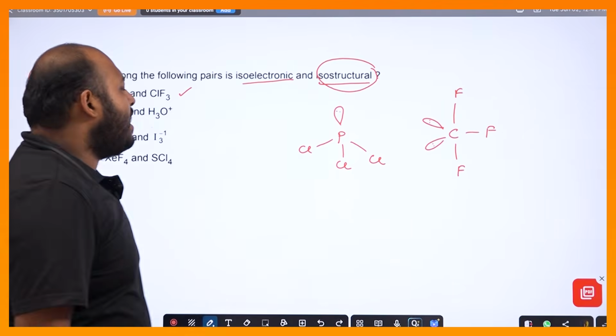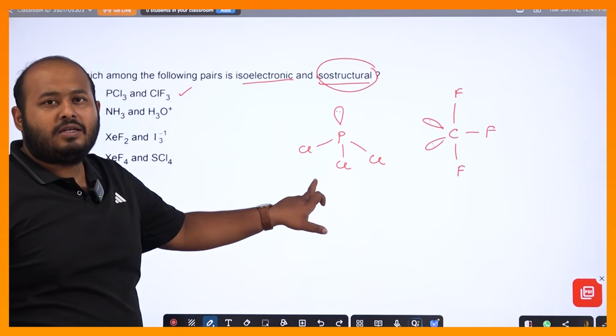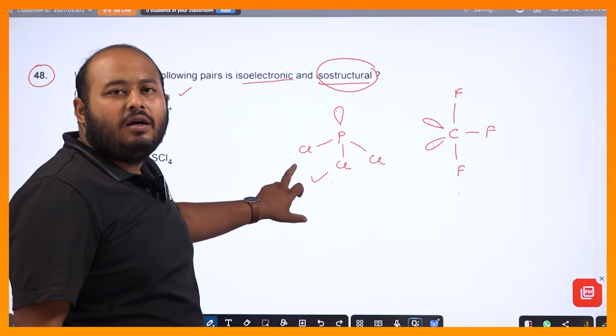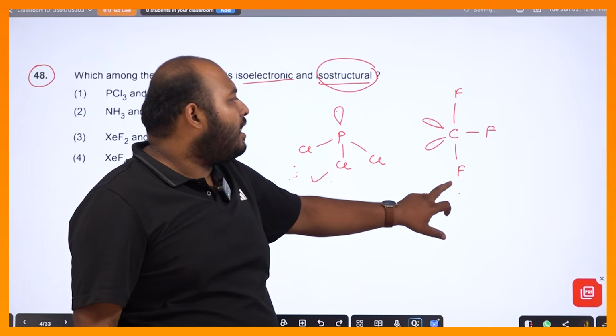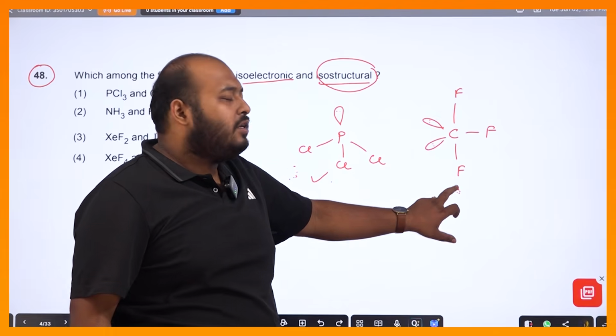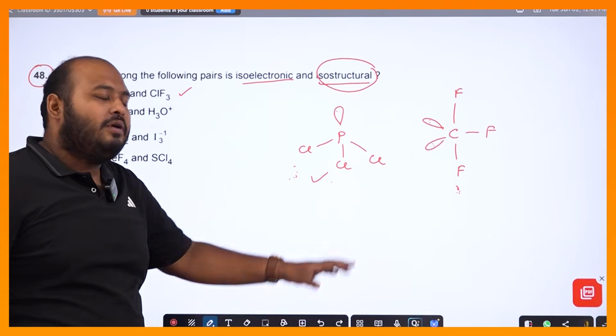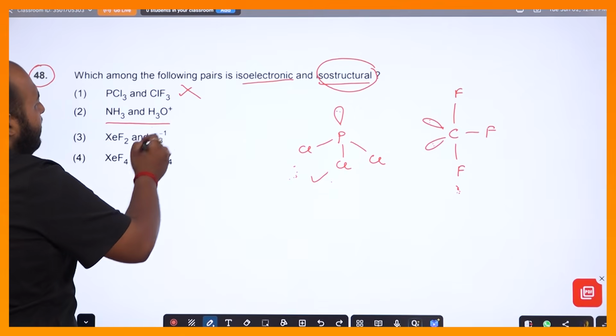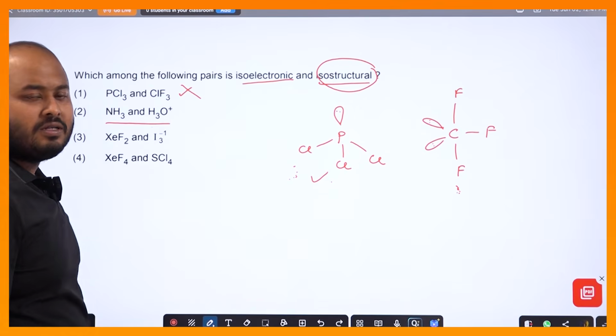So the first criteria is not met here in this case, because both are not the same, as this is a pyramidal type and this is a T-shaped, or rather a bent T shape. So this is not. So if we go to our next option, that is NH3 and H3O+.